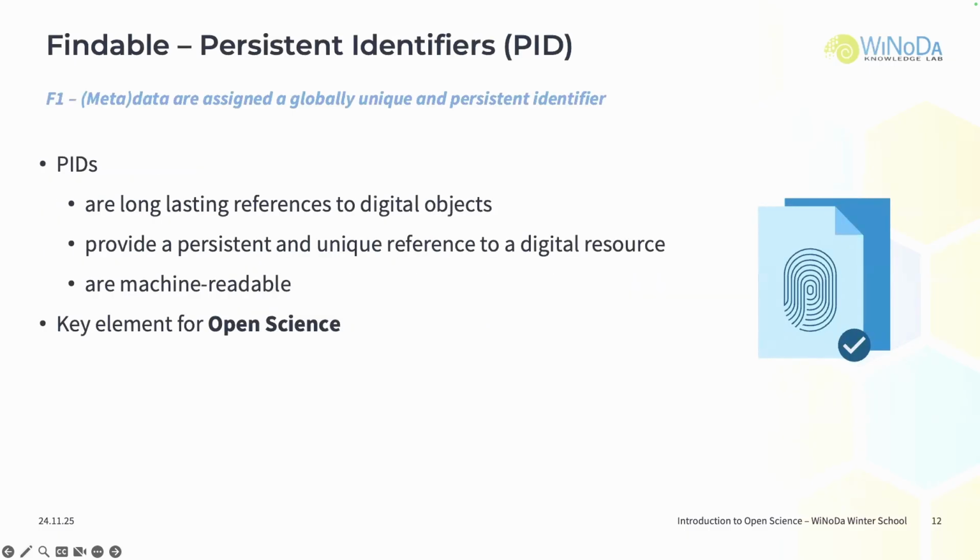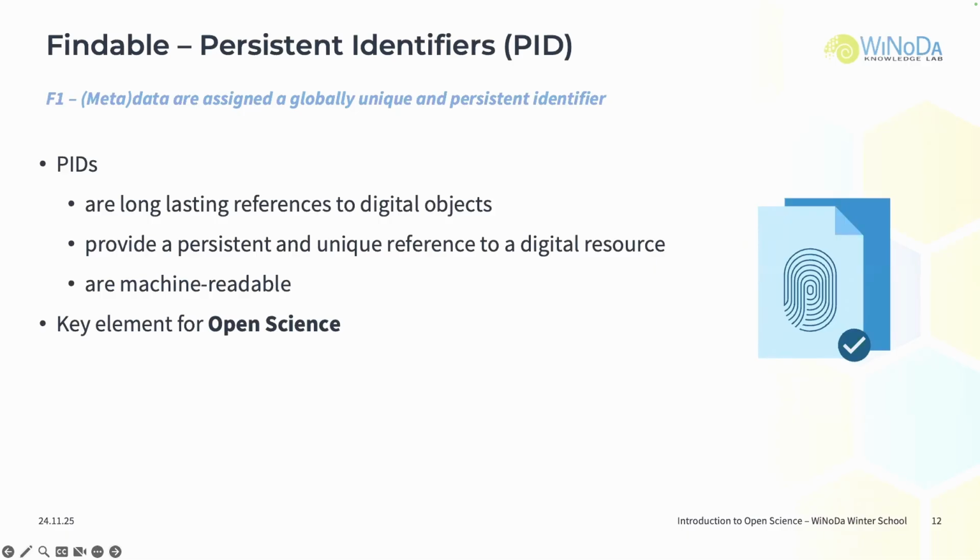The first point of FAIR is persistent identifiers, and they are a central aspect to ensure findability. Persistent identifiers, or PIDs, are long-lasting references to digital objects and can be integrated into a URL, and they provide a persistent and unique reference to a digital resource. Persistent means here that in principle, the resource can be accessed permanently and it's not affected by domain changes. PIDs are meant to minimize the risk of dead links. Also, they are machine readable, which of course is important for FAIR.